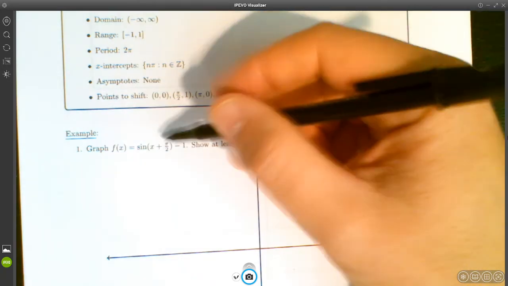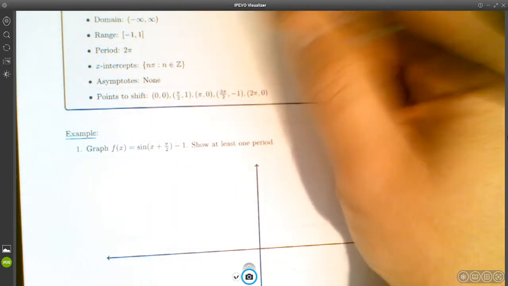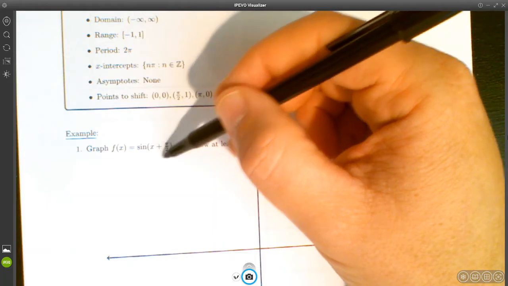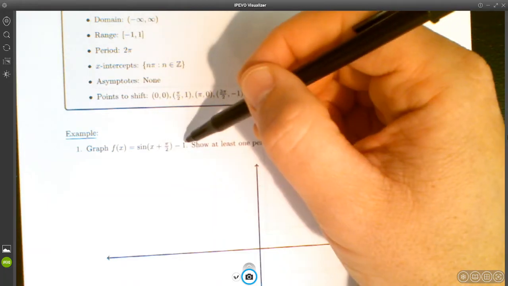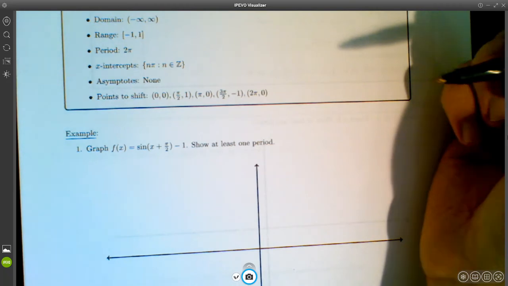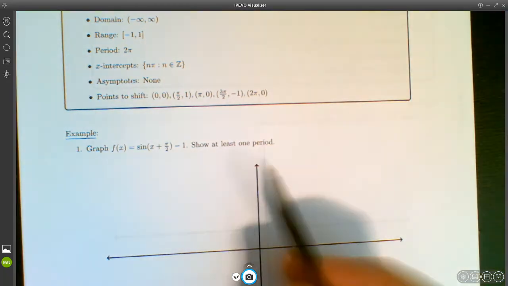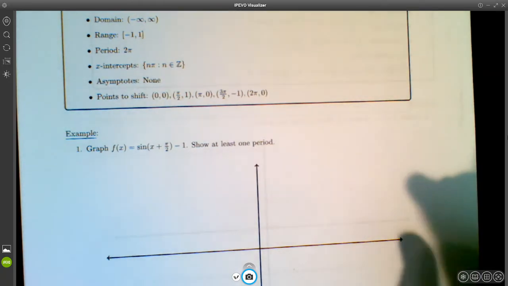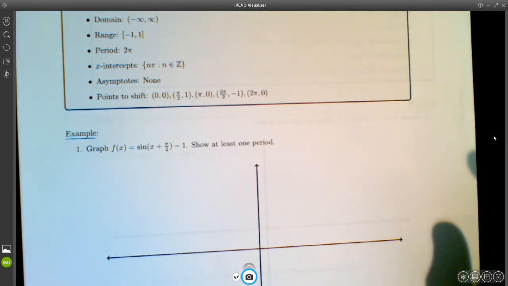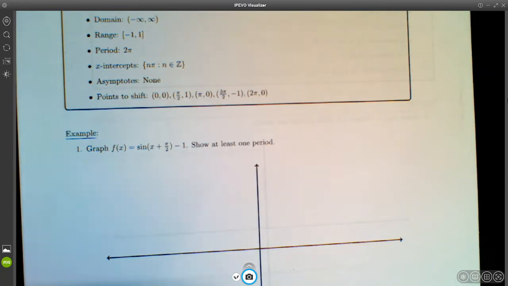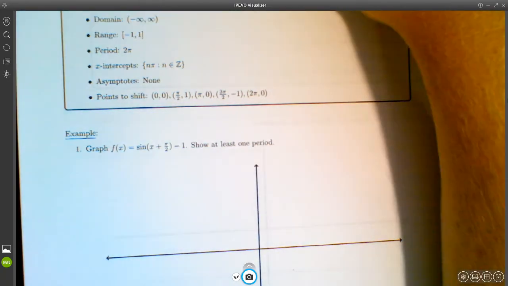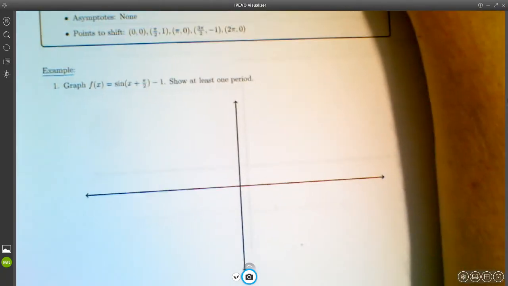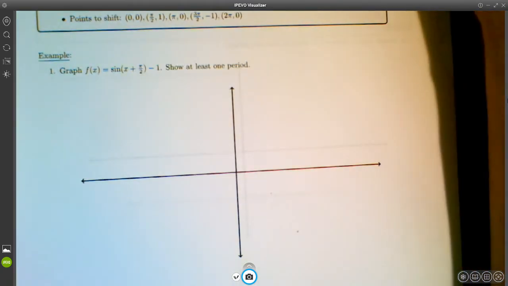So that means that we're going to take our parent function, our sine function, and we're going to shift it to the left pi over 2 units, and we're going to shift it down 1 unit, right? And that's really all there is to it. I'm saying show at least one period. For those of you who are maybe not familiar with that terminology, a period of a trig function is just one repeat, right? So all of the trig functions, when you look at their graphs, they repeat over and over and over again. So I want you to show at least one period. You can show more than that if you like.